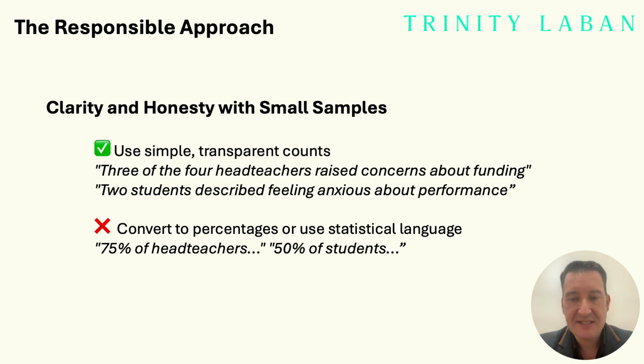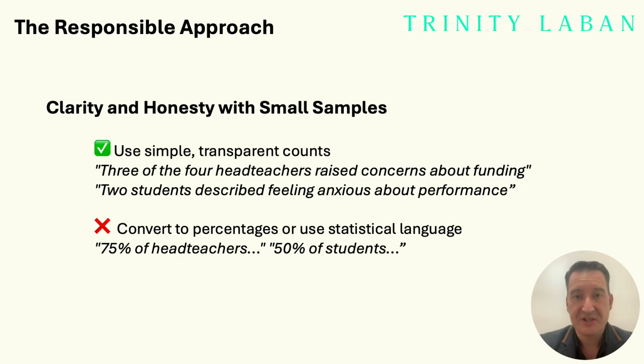So I would suggest that the responsible approach is to be honest and clear and as transparent as you can when using quantitative data. So if you look at the slide, you can see there's a difference here in how things are written up. Instead of writing 75% of head teachers raise concerns about funding, you could write 3 out of 4 head teachers I interviewed raise concerns about funding. Or instead of 50% of students describe feeling anxious about performance, you could write 2 of the students described feeling anxious about performance. If you do this, it's honest, you're talking about what you actually did.